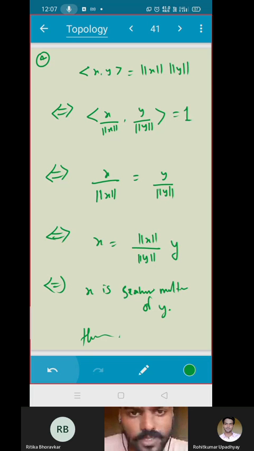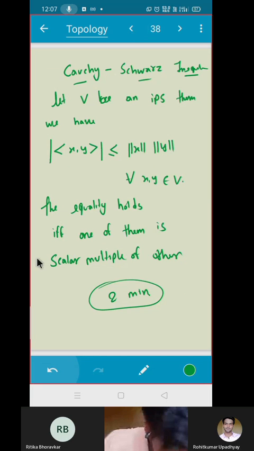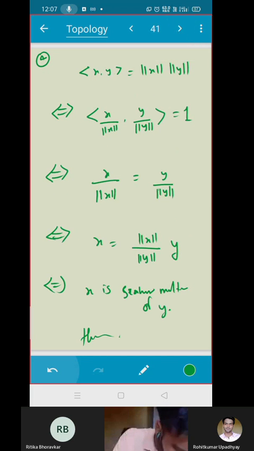Is that clear? The fourth condition. What is the fourth one? In the statement, it was given the equality holds if one is scalar multiple of other. So till condition 1, 2, 3, I have proved the proof, and the additional part I have done it in the fourth one. Is that clear? Yes, sir.